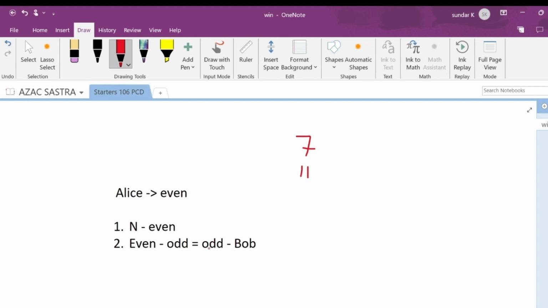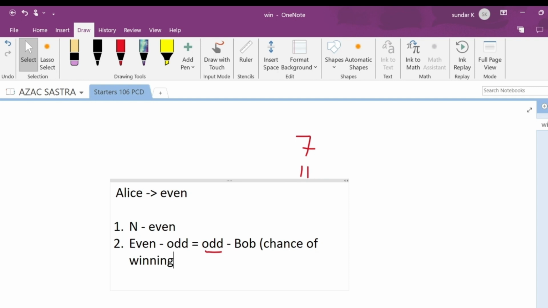So what I'm trying to say is, only if the current person has an odd number does he have a chance of winning. If he has an even number, then he'll subtract some number and give the other person the odd number. So Bob has a chance of winning just because he has an odd number. I'm not saying that Bob will definitely win, but he has a chance because he has an odd number. Now he'll again take one of the odd prime factors of n and subtract it.